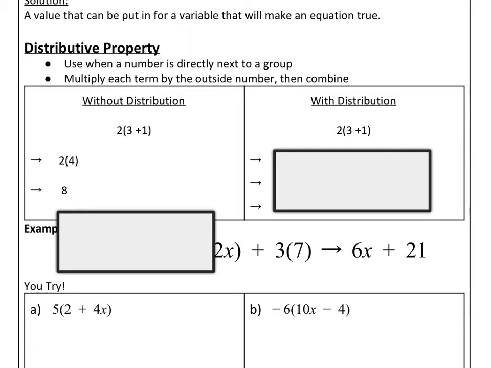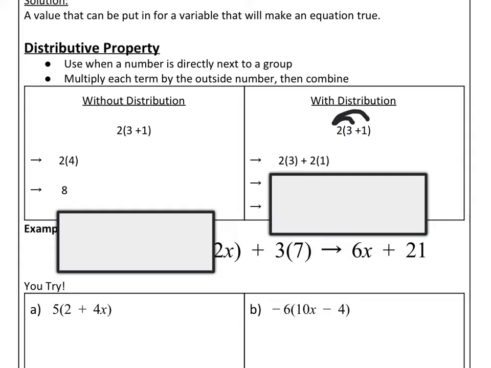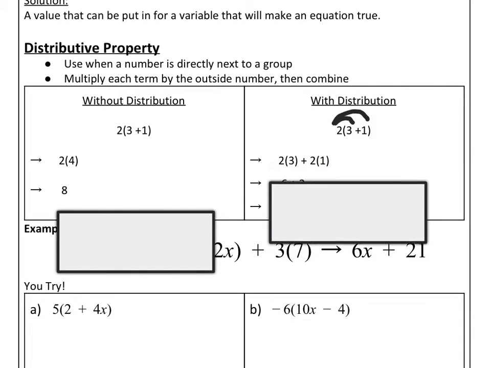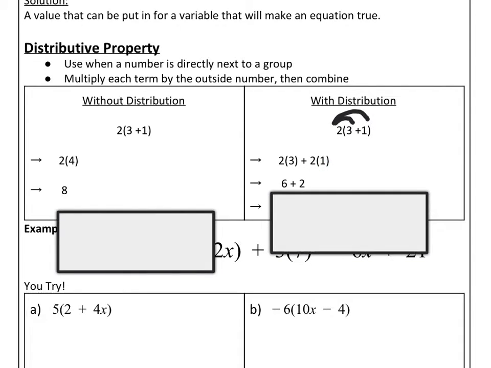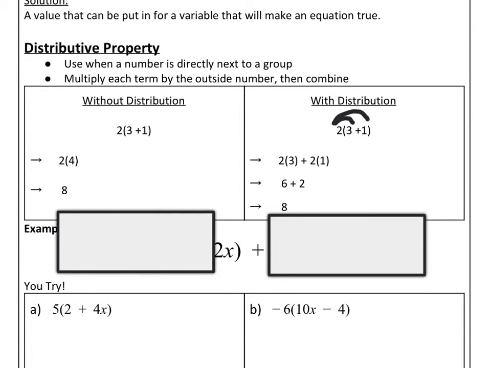Now let's check to see if the distribution holds. With distribution, we actually take this 2 and we multiply it times the 3 and times the 1 separately. And you can see that gives us 2 times 3 plus 2 times 1. Then if we multiply those out, 2 times 3 is 6, 2 times 1 is 2. That gives us 6 plus 2. And then finally we get a solution of 8, which we could see works out. As we saw, without distribution we got 8, and with distribution we also get 8.